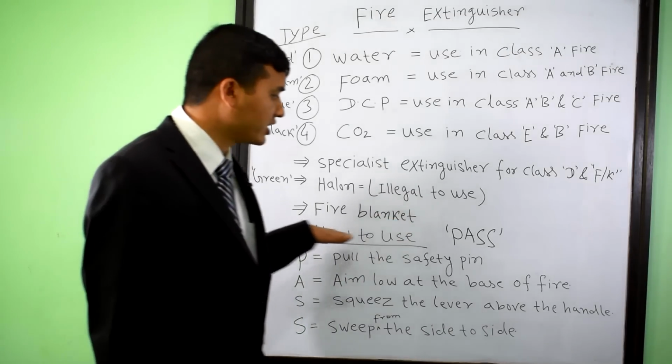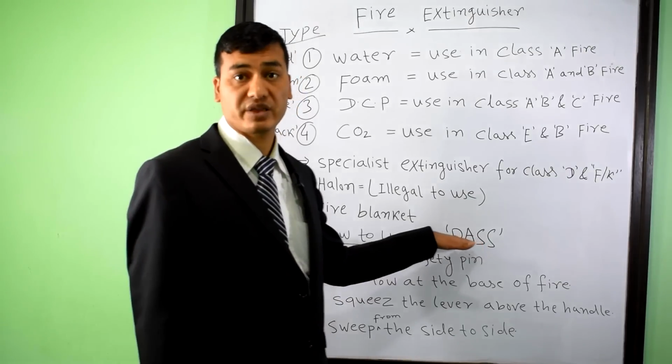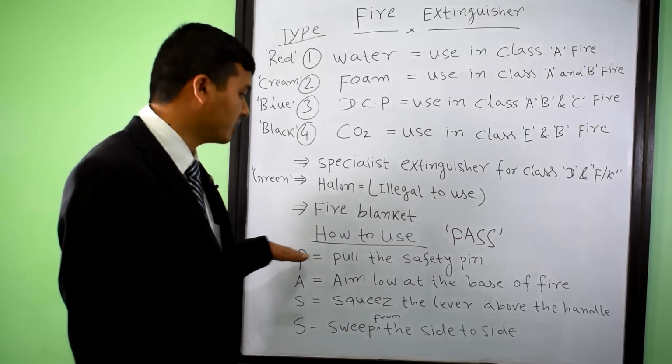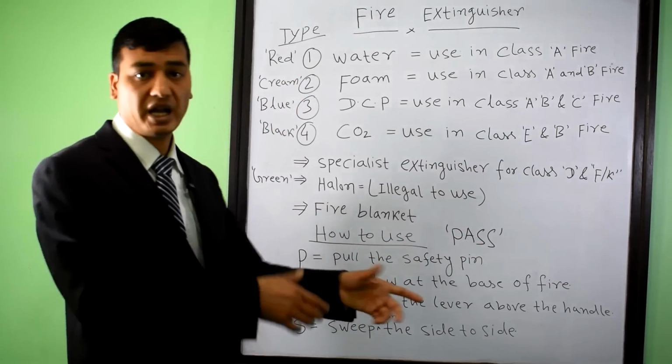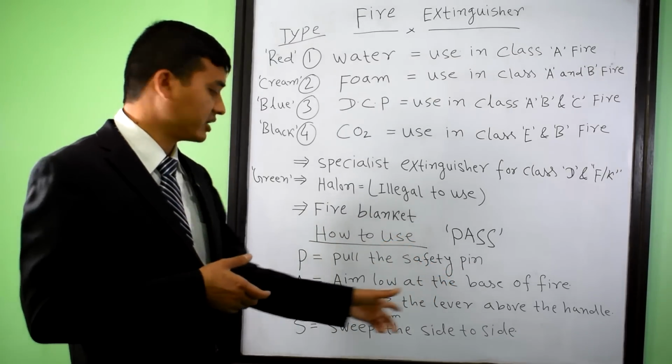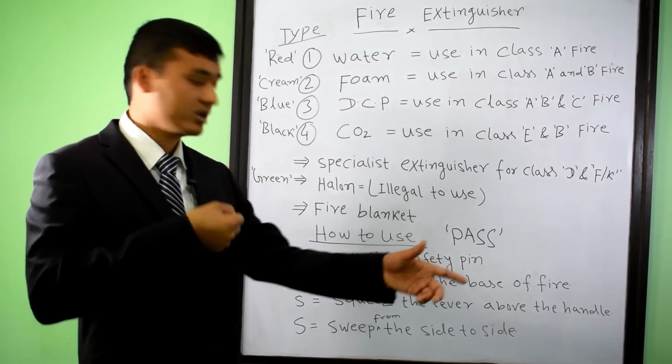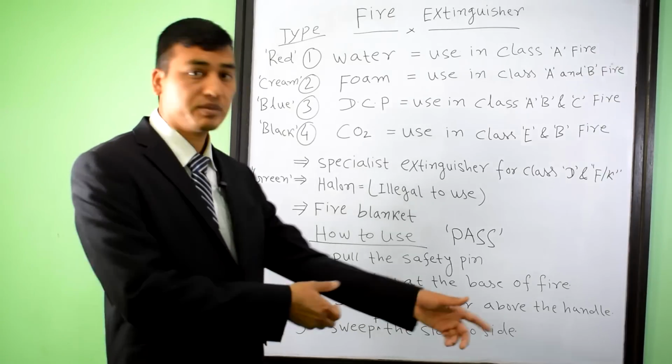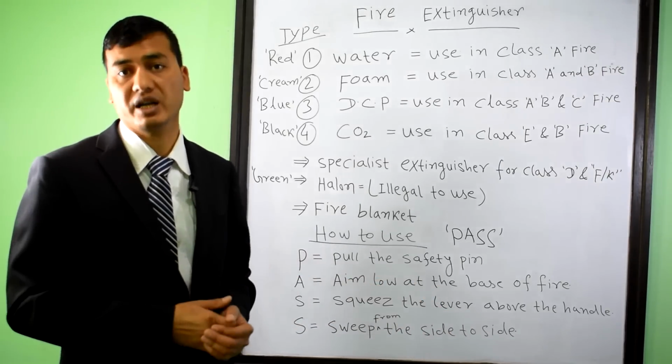And we can use the fire extinguisher by the PASS method. P, pull the safety pin. A, aim at the base of the fire. S, squeeze the lever, then sweep from side to side until the fire dies.